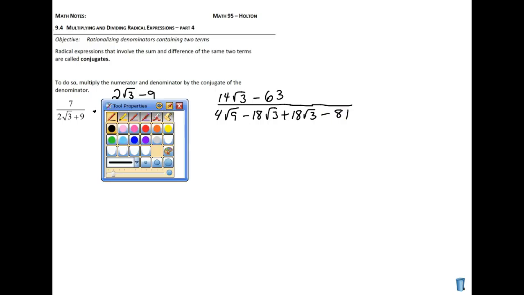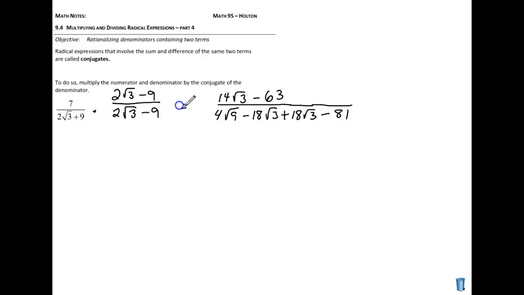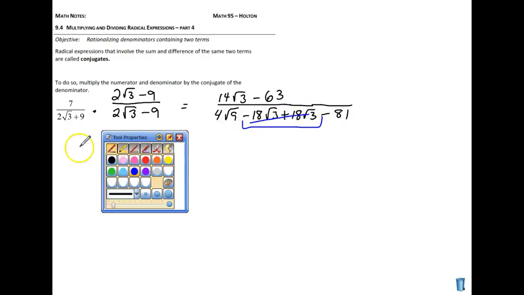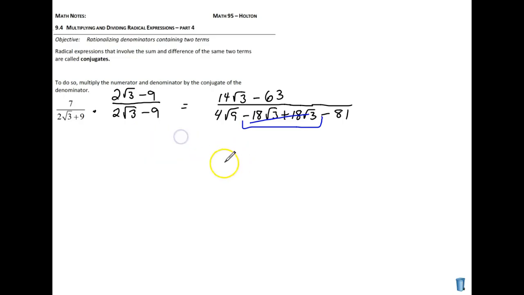Notice here that our two inside terms cancel. I have a minus 18 radical 3 and a plus 18 radical 3. So those will cancel out for us, which is convenient. And so what I have now is 4 times radical 9, which is really 4 times 3, right? Because square root of 9 is 3. So 4 times 3 is 12, and I have a minus 81. And in my numerator, I have 14 radical 3 minus 63.